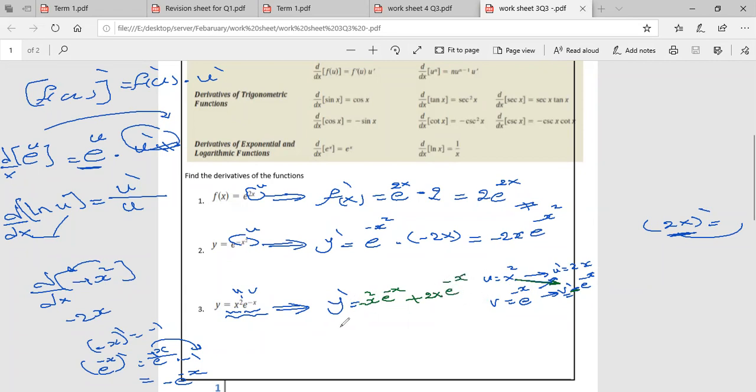I can keep it in this form, but to write it in the simplest form, I take e to power negative x as a common factor. So what will be inside? Negative x squared plus 2x. How many of you understand? If you have any question, please ask me now.